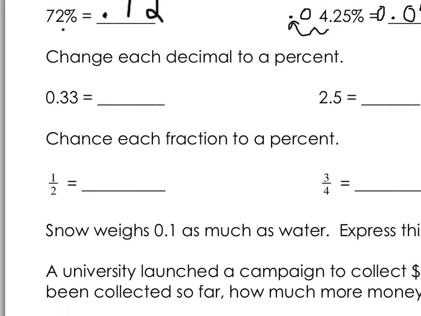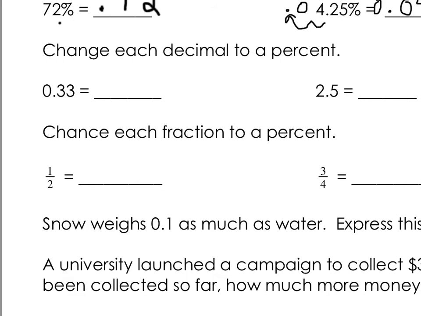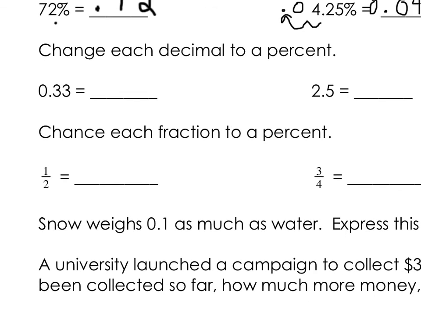Let's change each decimal to a percent. So we're going from decimal to percent, move it 2 places to the right. It's currently between the 0 and the 3. Let's move it 2 places to the right. 33, and we have to add our percent sign. 0.33 is the same thing as 33%.